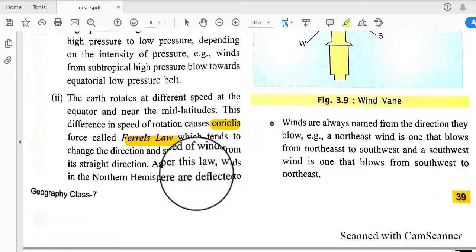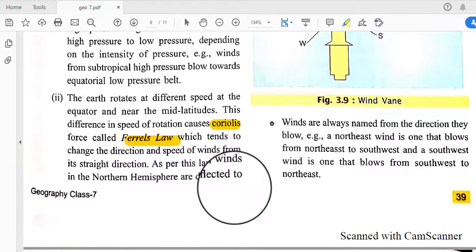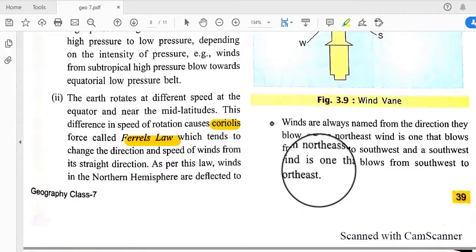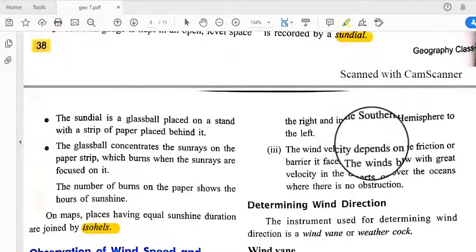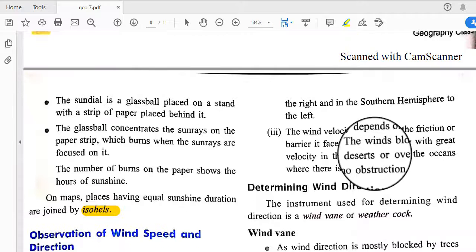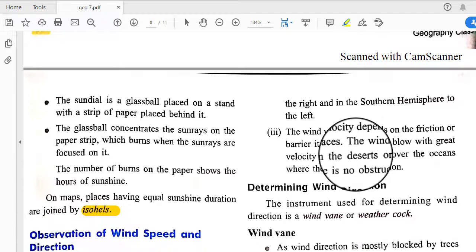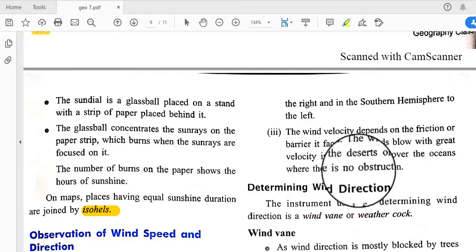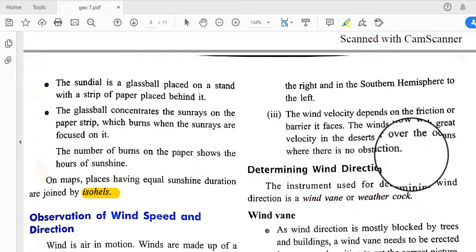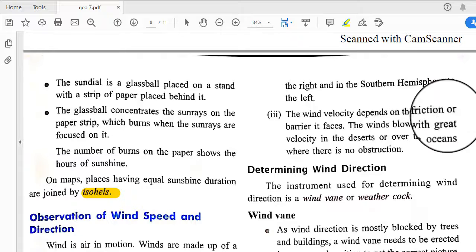As per this law, winds in the northern hemisphere are deflected to the right and in the southern hemisphere to the left. And the wind velocity depends on the friction or barrier it faces, and the winds blow with great velocity in the deserts or over the oceans where there is no obstruction. So wind velocity depends on the friction barrier.